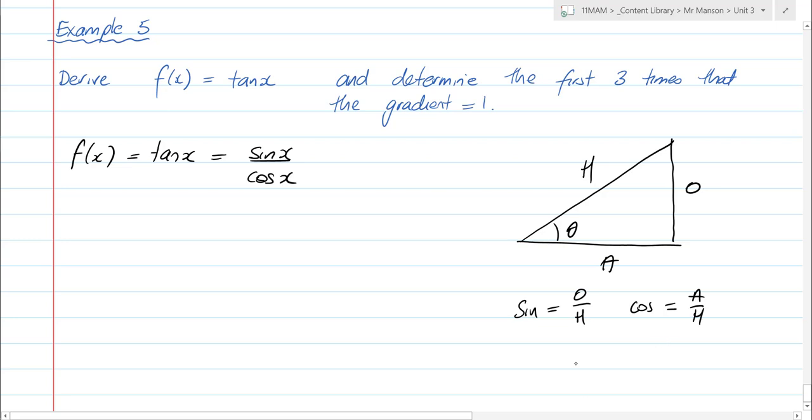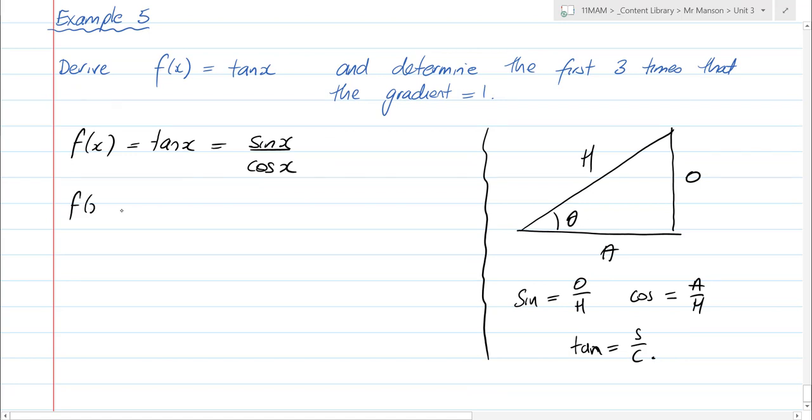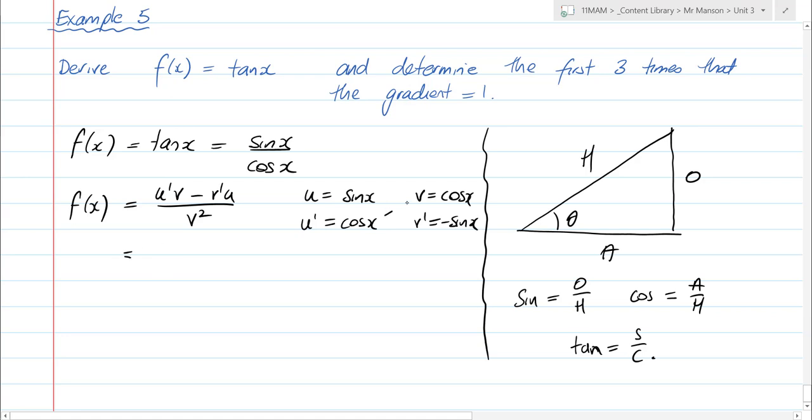Deriving this, though, is a case of recognising that f dash of x is equal to u dash v minus v dash u over v squared, where u is equal to sine x and v is equal to cos x, and therefore u dash is equal to cos x, and v dash is equal to negative sine x. And so we get f dash of x is equal to u dash v, which is cos x times cos x, minus negative sine x times sine x, all over v squared, which is cos squared, and that gives us cos squared x plus sine squared x over cos squared x.